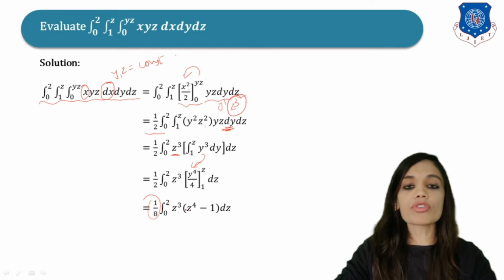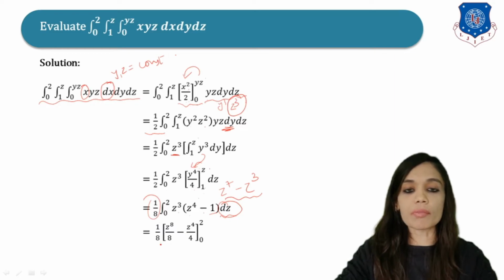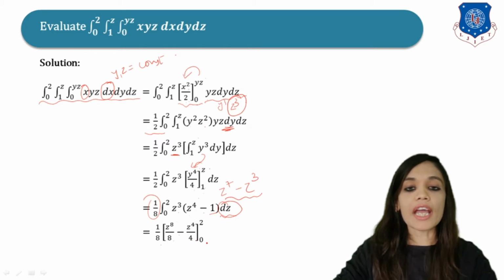If you put z, you will get z raised to 4 minus, if you put the lower limit 1, you will get 1, and dz. Now we simplify this, so we get z raised to 7 minus z cube, and integrate this with respect to z. So 1 upon 8 will remain as it is. Integration of z raised to 7 will be z raised to 8 upon 8, minus integration of z cube, which will be z raised to 4 upon 4, and your limits are 0 to 2.